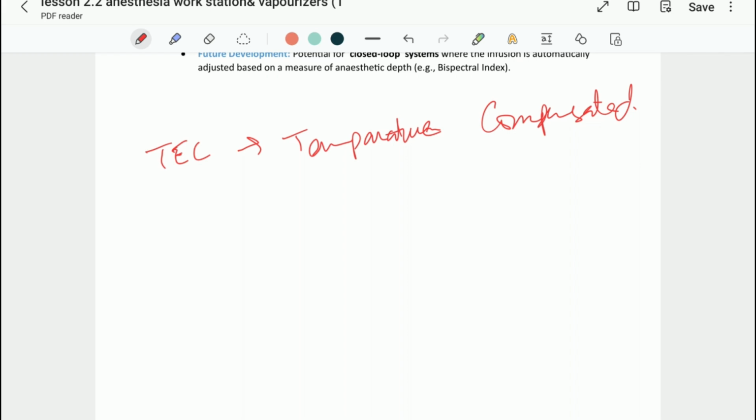Historically, the Tec lineage began with the Tecota, that was the temperature compensated trichloroethylene air vaporizer. Okay, Tecota.